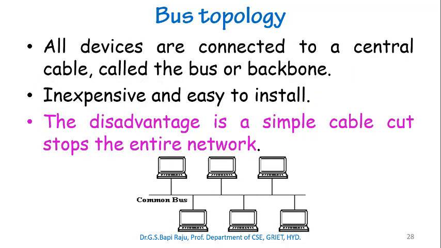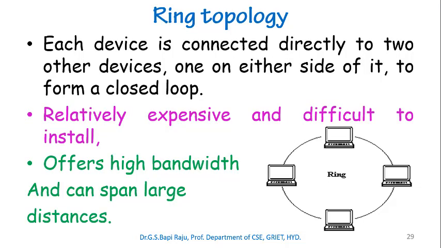And now let us see the bus topology. All devices are connected to a central cable called the bus or backbone. You have a common bus in the center, and all the clients are connected using T connectors. This is inexpensive and easy to install, but the disadvantage is that even a single cable cut anywhere on the bus pulls down the entire network.